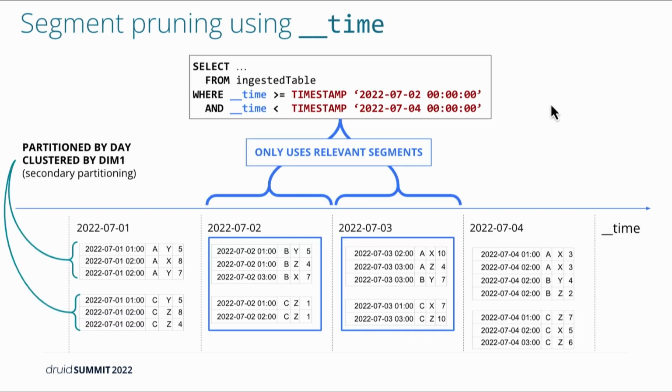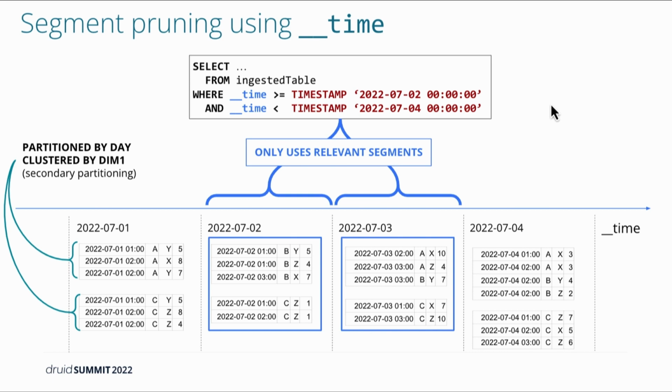So how does this help at query time? We see here an example SELECT from an ingested table where we're specifying some condition on the primary time column. This is a best practice. You should always specify some filtering on time so that Druid can do pruning on the time interval.